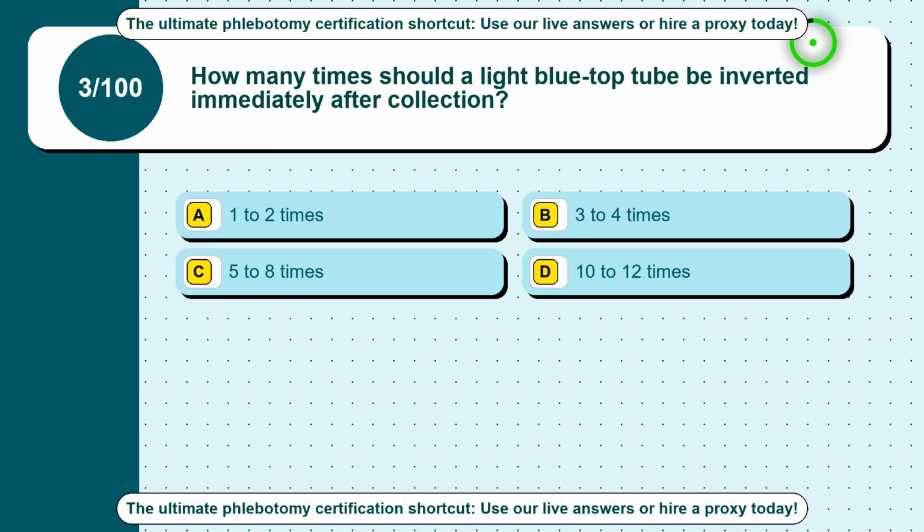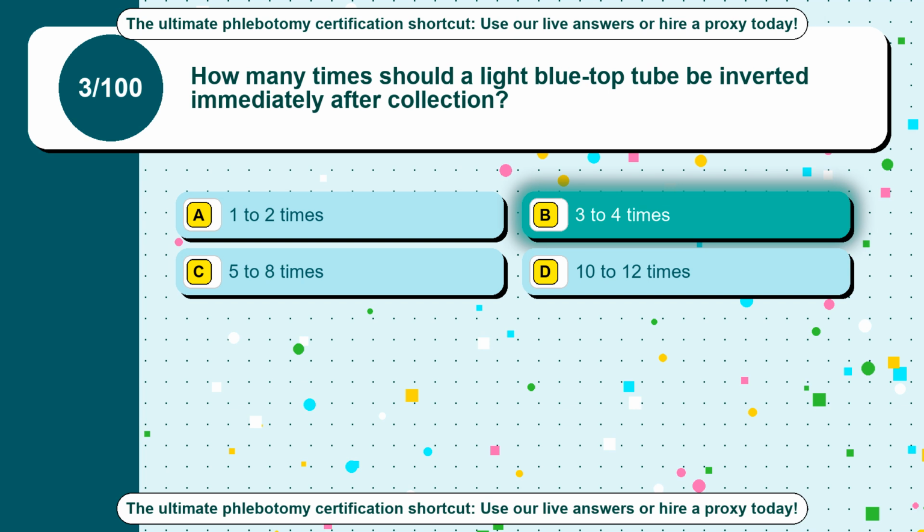Question 3. How many times should a light blue top tube be inverted immediately after collection? Option A, 1 to 2 times. Option B, 3 to 4 times. Option C, 5 to 8 times. Option D, 10 to 12 times. The correct answer is option B, 3 to 4 times.